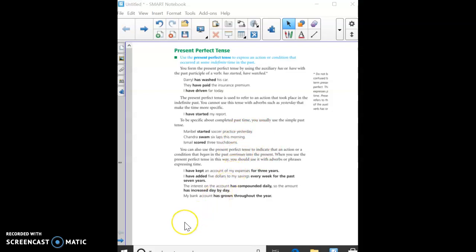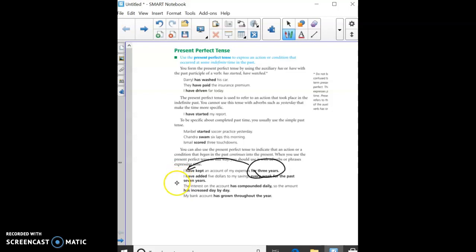You can also use present perfect tense to indicate that an action or condition that began in the past continues into the present. So you either use it with that indefinite or if it's continuing. In this case, you should use it with adverbs or phrases that express time, like kind of present, right? So, I have kept an account of my expenses for 3 years. That "for 3 years" is really super important in indicating that it's present perfect, adding that have in there, right?